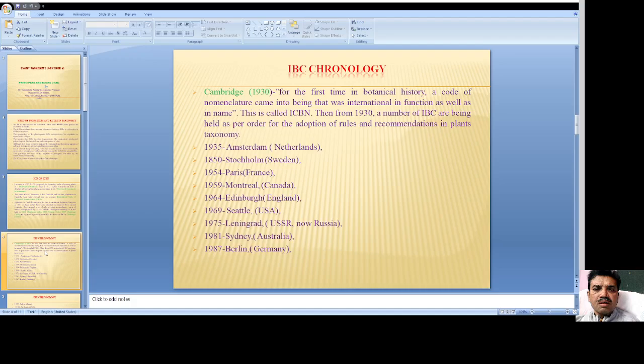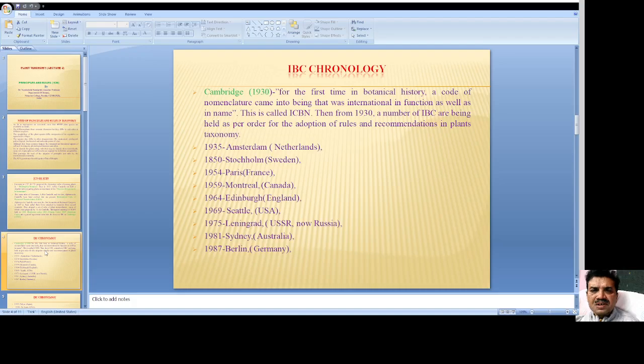both counterparts, that means the European as well as the American views, were consolidated at Cambridge in 1930, and truly speaking, it was the first international body to join efforts to lay the basic principles of nomenclature of plants to assess the biodiversity of the global flora. And I quote, Cambridge Code: for the first time in botanical history, a code of nomenclature came into being that was international in function as well as name. And this is called ICBN.